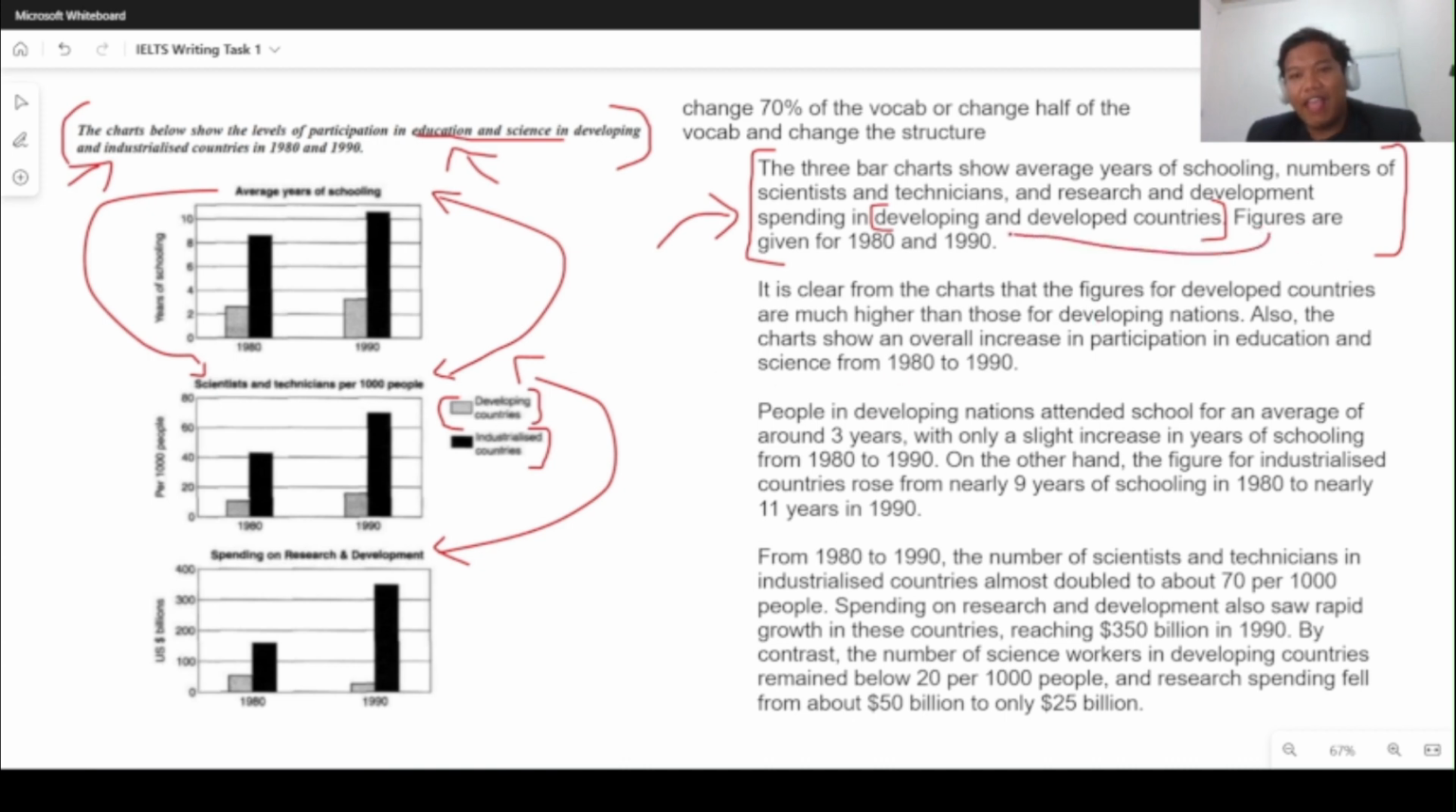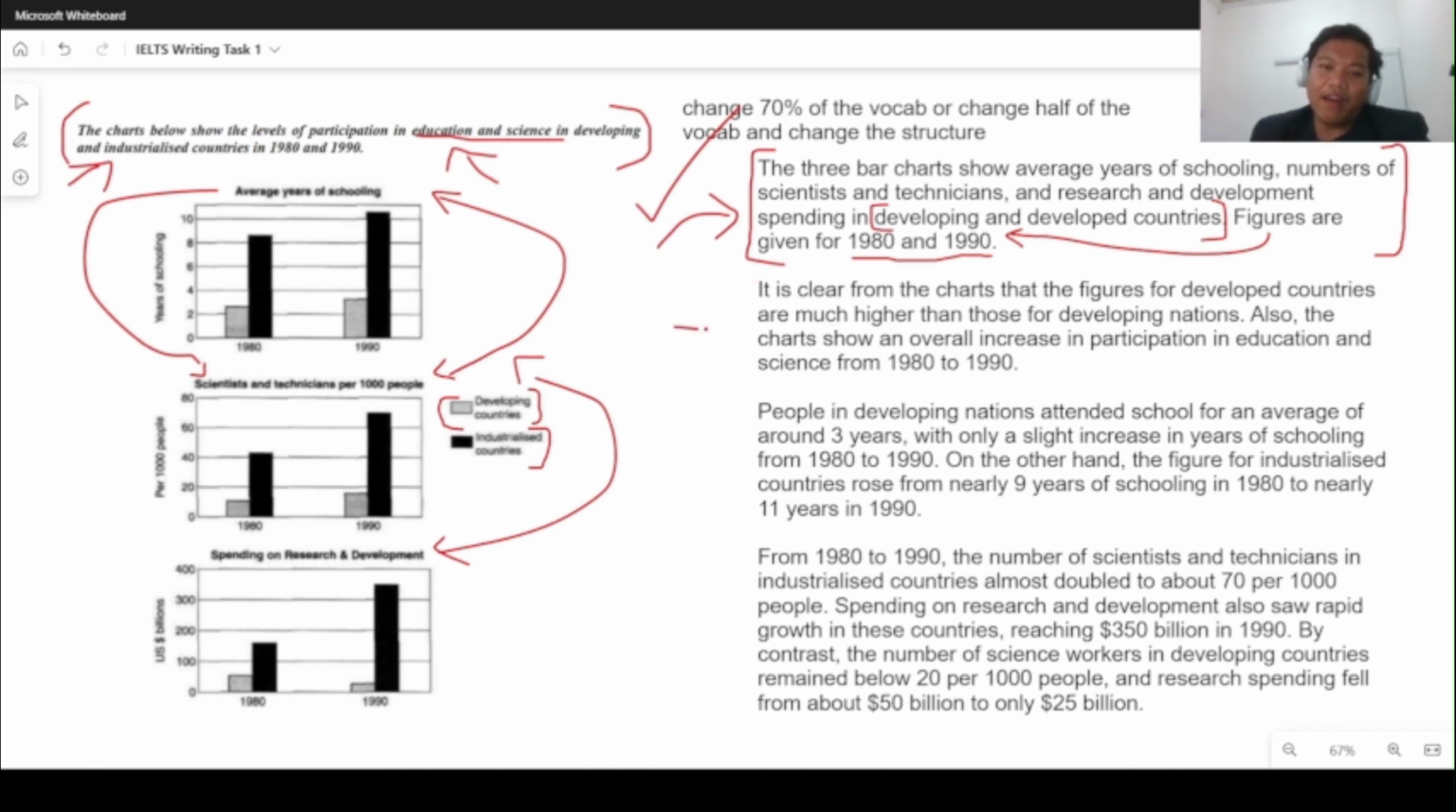And then at the end, the person ended with figures are given for 1980 and 1990. So instead of making it into just one sentence, this person went on and made two sentences, which is completely fine. So far, the first paragraph looks good, right? Because the person has paraphrased literally more than half of the introduction sentence, and also changed the structure, because the introduction uses one sentence, but this person has two sentences, right? So structure change, vocabulary change. That means at the very least, lexical resource will score a high band, and grammatical range and accuracy will also score a high band. Okay, so that's for the first paragraph.